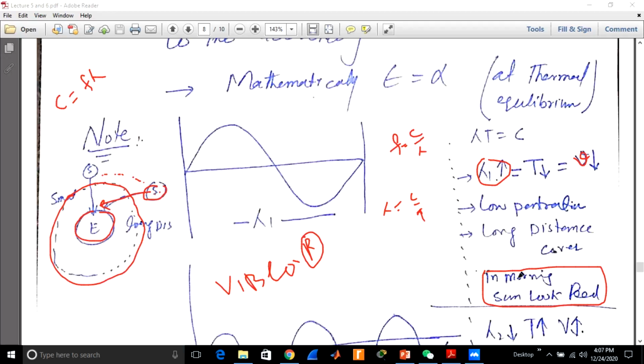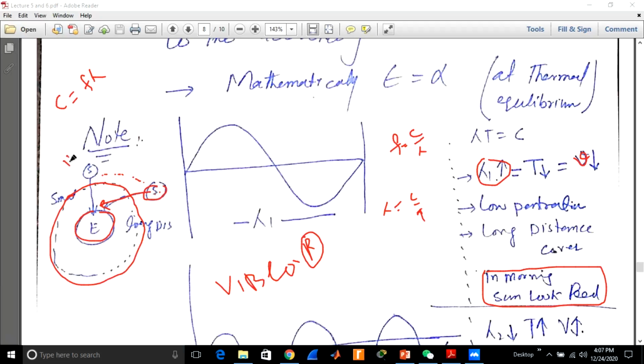But the red radiation has a high wavelength, so it will cover a long distance. So that is why in the morning the sun looks red.